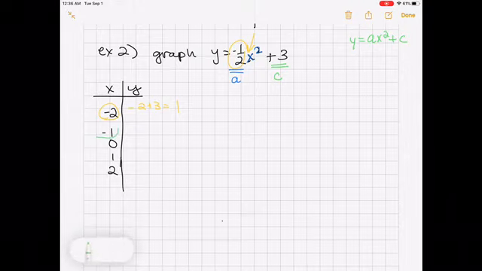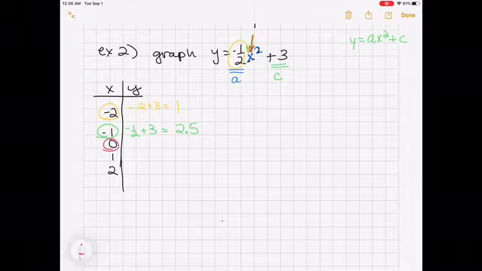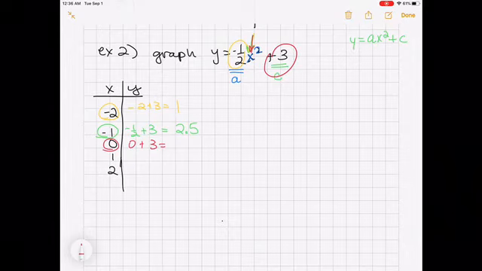All right, let's do this next one. Negative 1, you insert it here for x. Negative 1 squared is positive 1 times negative 1/2 is negative 1/2. Add the 3, and we get 2.5. Let's do this one, 0. Again, we plug it in here. 0 squared is 0 times negative 1/2 is 0. Plus the 3 right here is 3.